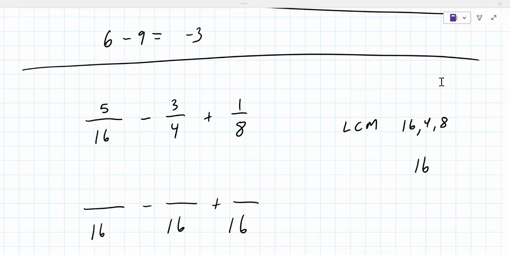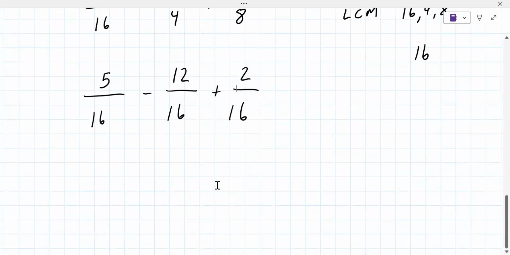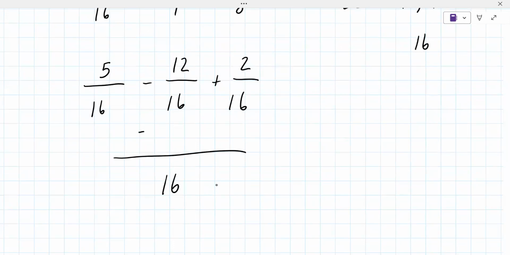Okay, so for the first one, it's 5/16. For the second one, it's 12/16. For the third one, it's 2/16. Okay, so the way this works now is you write the numbers in the numerator, 5 minus 12 plus 2, all over 16. And then you have to determine what that is.